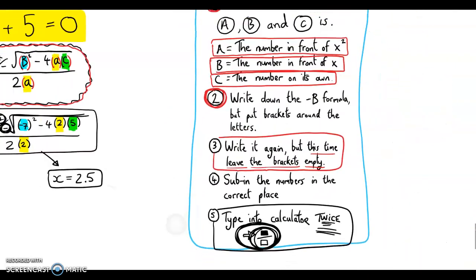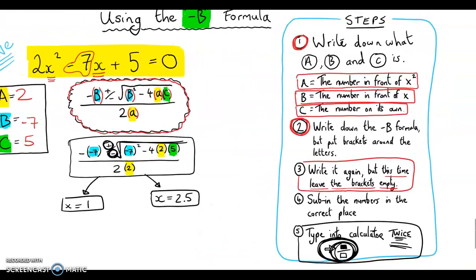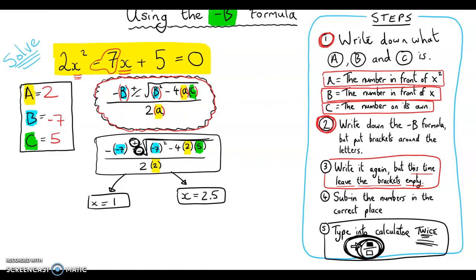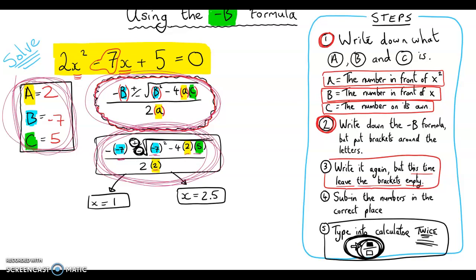Okay, one more quick look at what we did, because you're going to try a few now in a second. We wrote down what A, B, and C was. We did that over there. It's nice to do it in a little box. Then we wrote down the formula. We did that there. Then we wrote down the formula again, except we used empty brackets. Then we filled in those brackets with the appropriate numbers that we'd already found out earlier on.